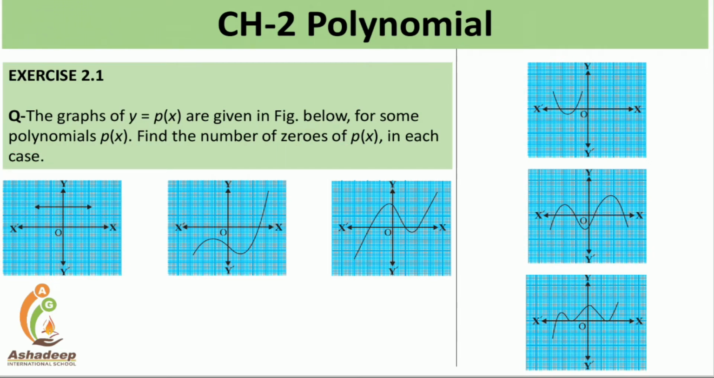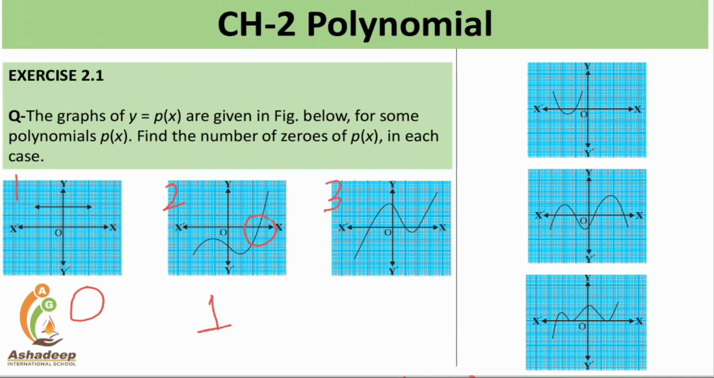So let's talk about the first one. Does this graph intersect the x-axis at any point? No. So the number of zeros is 0. See this graph, the second one, this is the first, this is the second. In the second, the graph touches the x-axis at exactly 1 point. So the number of zeros is 1.